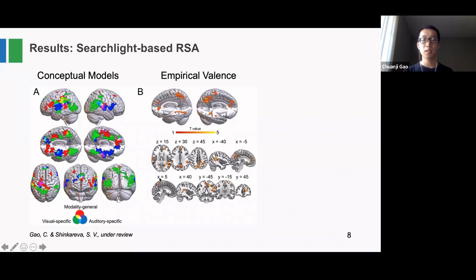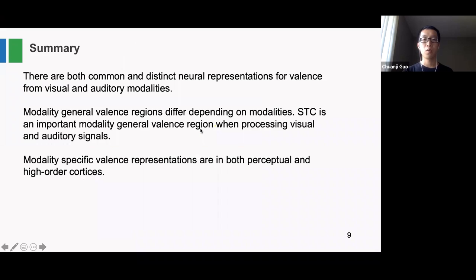Overall, this data shows there are both common and distinct neural representations for valence from visual and auditory modalities, and modality general brain regions. Here we show different types of modality general brain regions, like the supratemporal cortex and the medial prefrontal cortex. Importantly, the supratemporal cortex that we identified is an important modality general brain region for visual and auditory processing. But some prior literature shows that the modality general brain region might differ depending on which modalities are compared, for example between visual and olfactory, or visual and gustatory.